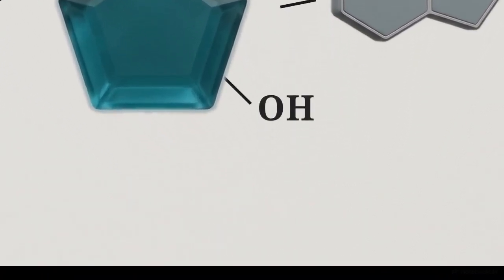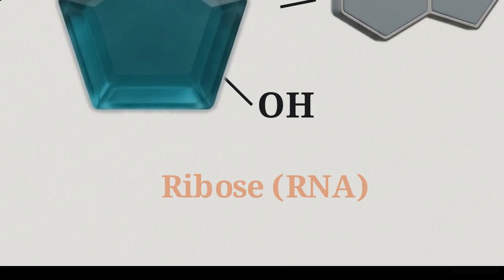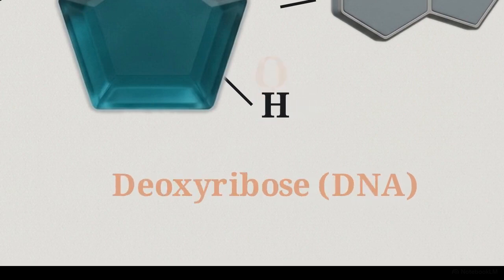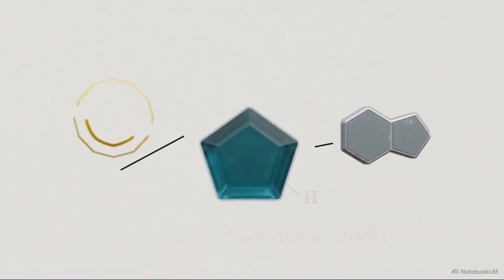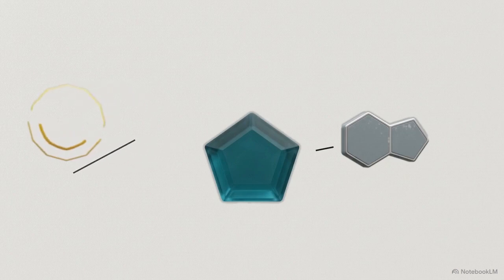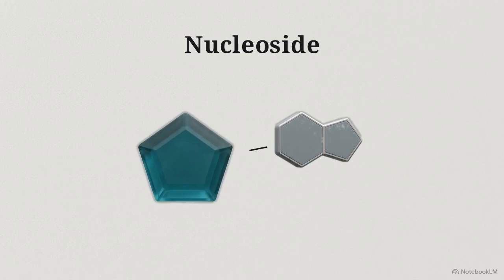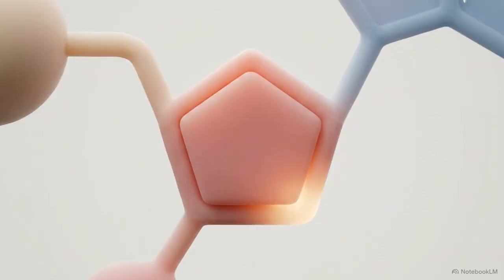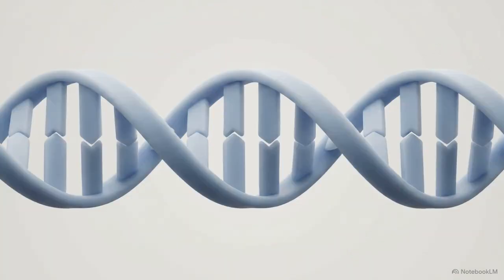The sugar determines the nucleic acid. RNA uses ribose. DNA uses deoxyribose, which lacks 1 oxygen atom on its 2nd carbon ring. A quick point of chemical nomenclature. If a structure contains only the sugar and base, lacking the phosphate group, it is classified as a nucleoside. That single missing oxygen atom in the DNA sugar backbone carries immense biological weight. It makes the molecules significantly less reactive and highly stable, perfectly suiting DNA for the long-term storage of genetic information.